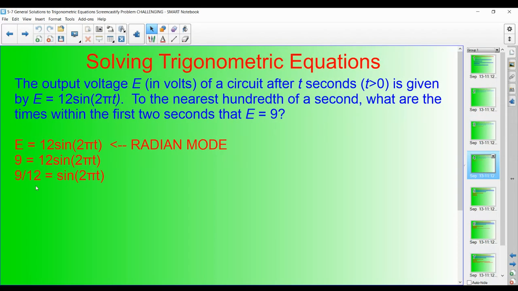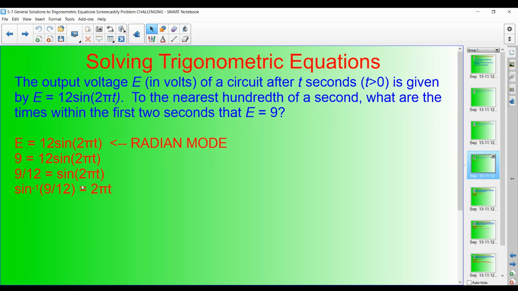I do the algebra step of dividing both sides by 12 to get the sine of 2 pi t by itself, isolating the trigonometric expression. Then I take the inverse to get 2 pi t by itself. So I have the inverse sine of 9 over 12. That's not on my unit circle. It's not a special right triangle, so I have to use my calculator.